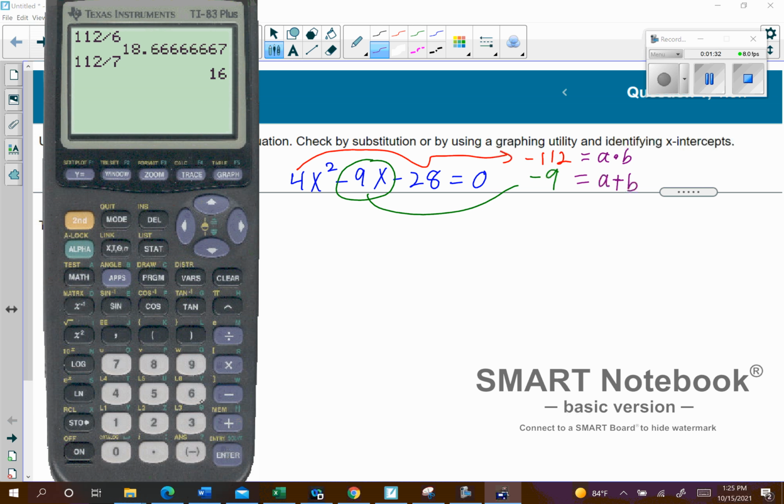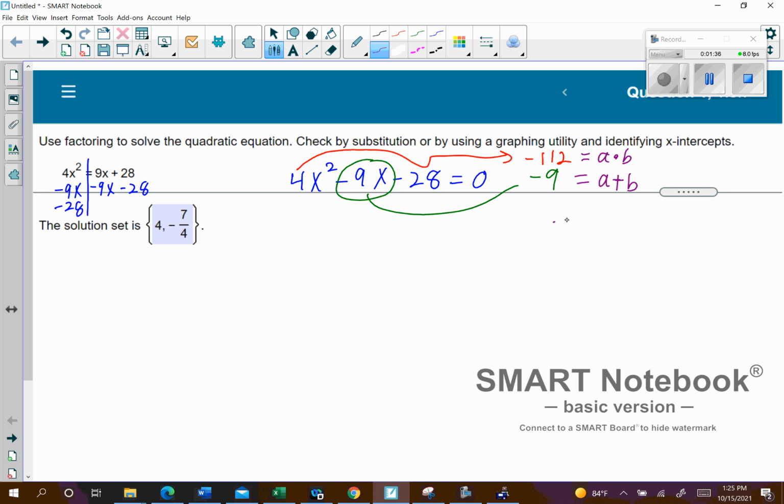Okay, so 7 and 16. That looks like that's going to be right. It's going to be a negative 16 and a positive 7. They multiply, they would give me negative 112, and they add to give me negative 9. So that's what I'm going to replace this with right here. So I still have the 4x squared, but now I'm going to have a minus 16x, a plus 7x, and then I have that minus 28 equals 0.